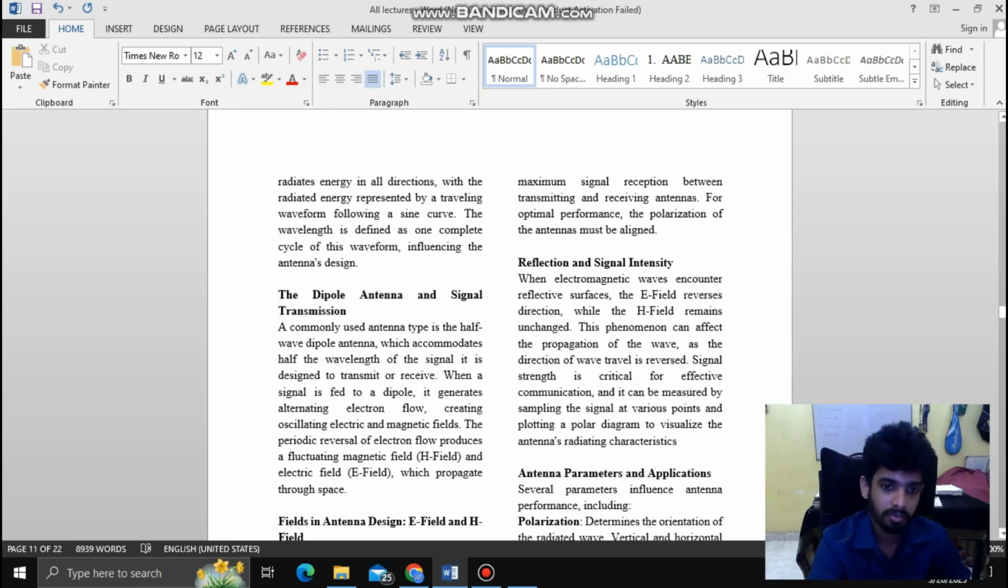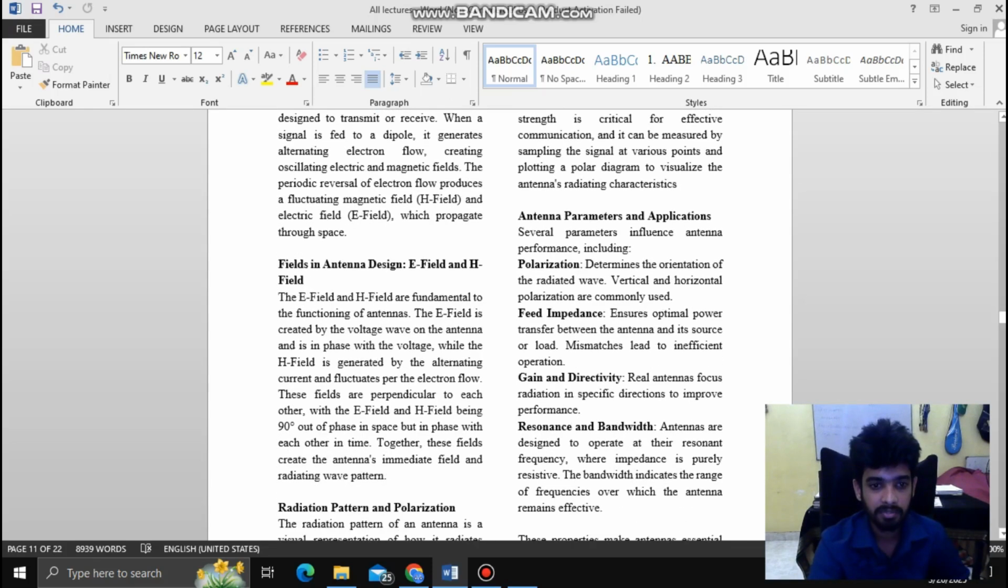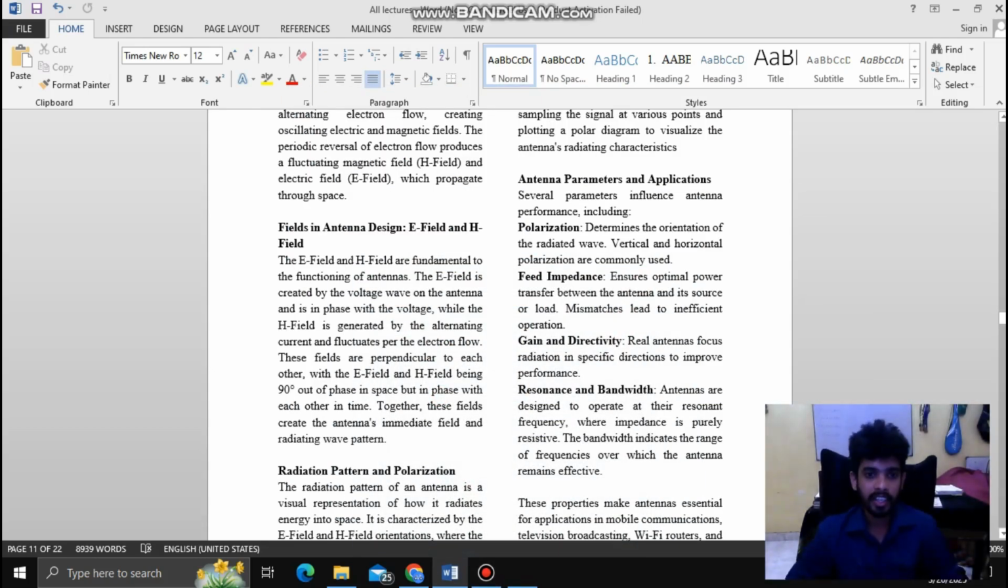Then here we have types of antenna, such as the dipole antenna, and some fields in antenna design, the E field and H field. These are fundamentals needed in the functioning of an antenna. The E field is created due to the voltage wave, and the H field is created by the alternating current and fluctuates the electron flow.